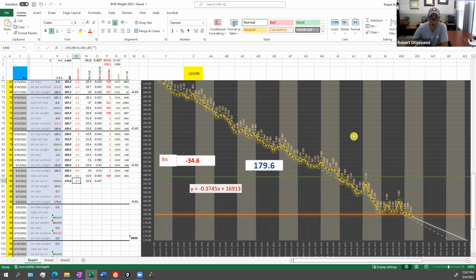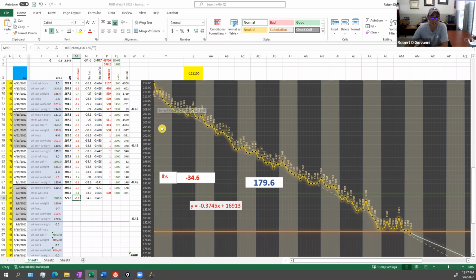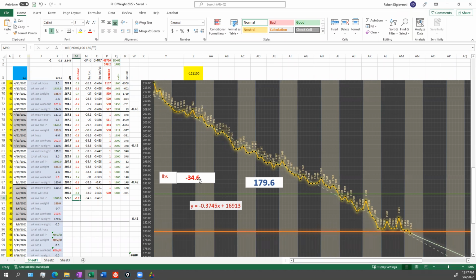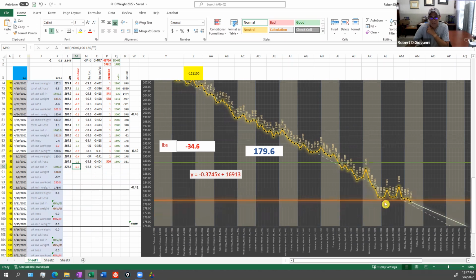But look where I started. Sir, I love it. 214. I was 214 pounds at the beginning of this semester. I've lost 34.6 pounds. You were just gaining, sir. Yeah. So I like this graph. Congratulations. This is the most I love way you track this. Giovanni, this is the best thing I've ever seen in my life.